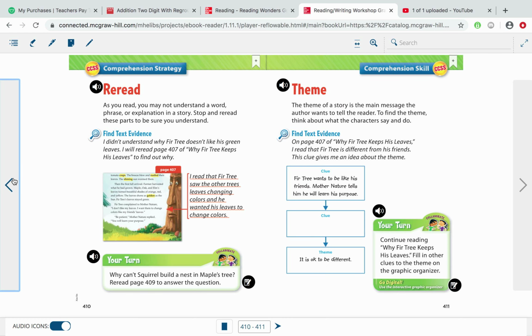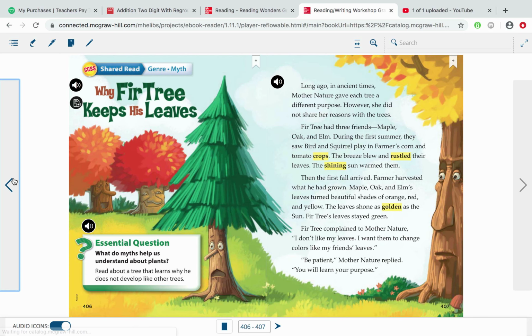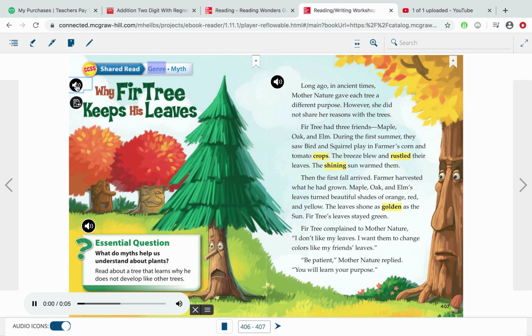So those are the main things we're going to study in reading class this week, and here's our short story. While you're reading, keep thinking about what do myths do to help us understand plants. Genre: myth. Why Fir Tree Keeps His Leaves. All right, we're going to start right here, Long ago. Make sure you have your reading book out, page 406. We're going to start reading on 407. You could read along with the video if you can see it and you're on a device that's large enough. Otherwise, you can just listen to the video and use your own textbook.